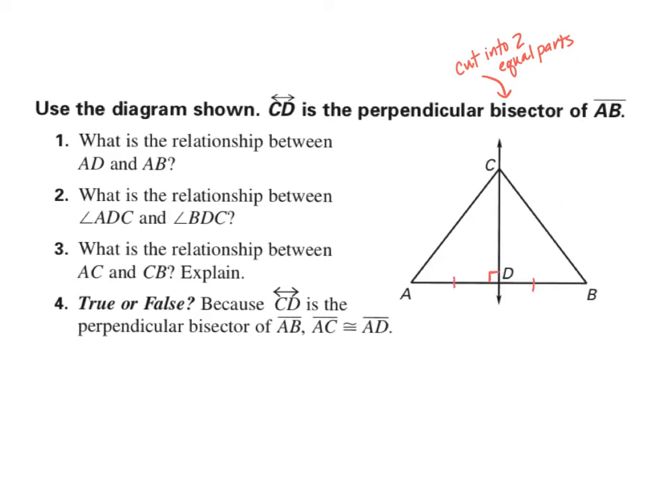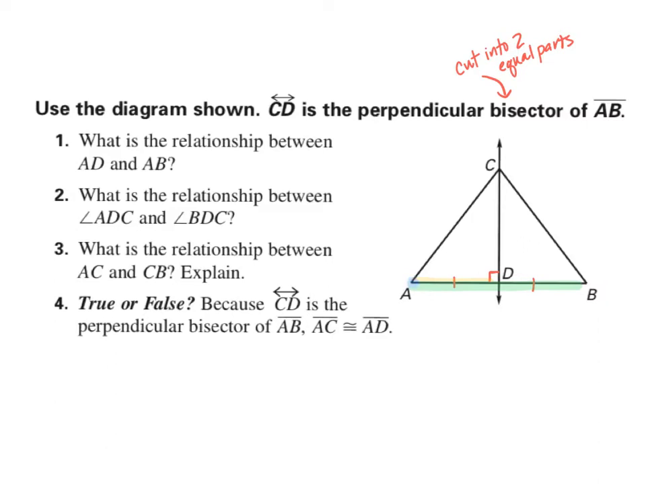Question 1. What is the relationship between AD and AB? Well, notice how AB consists of AD and BD. So those are the two halves that create AB. It's kind of hard in geometry to see what we're referring to when we just say the letters. So make sure that you're looking at the shape.